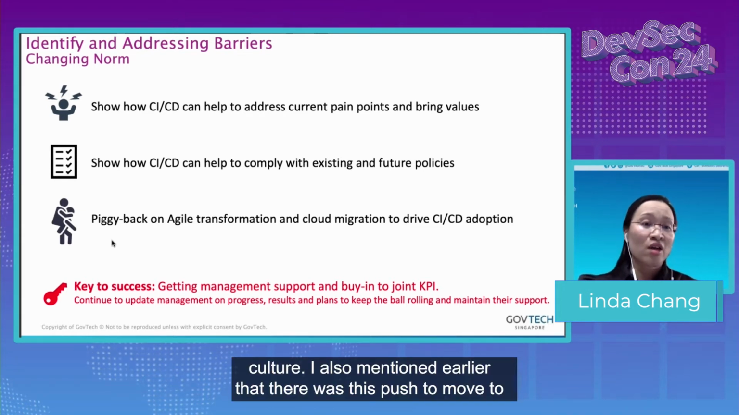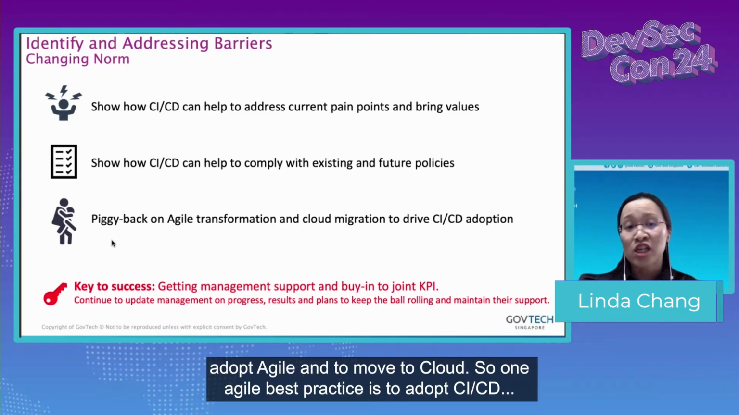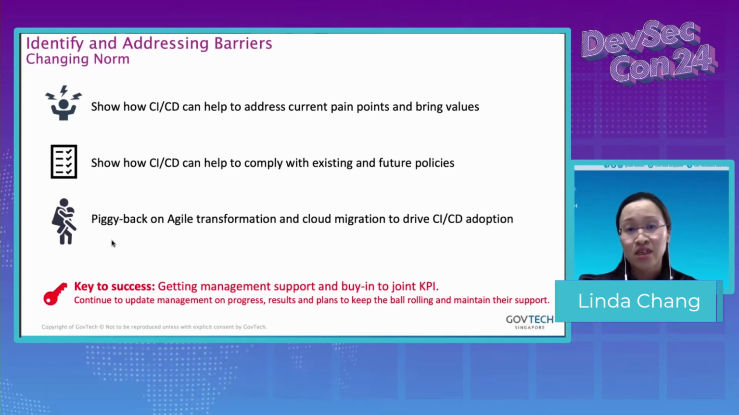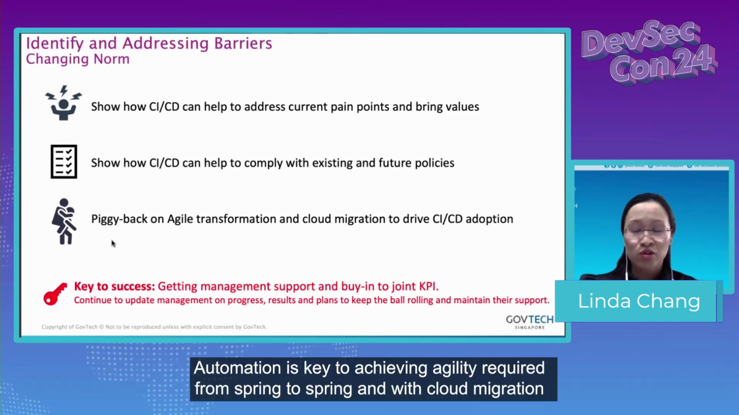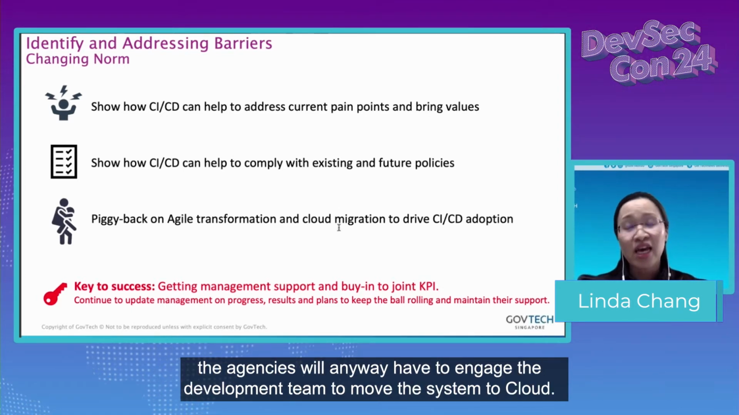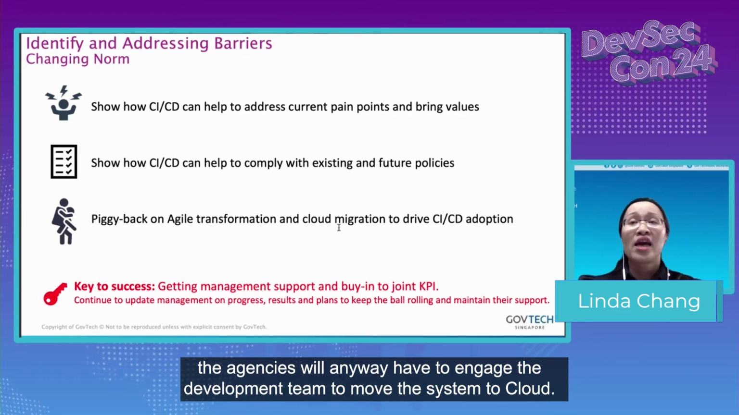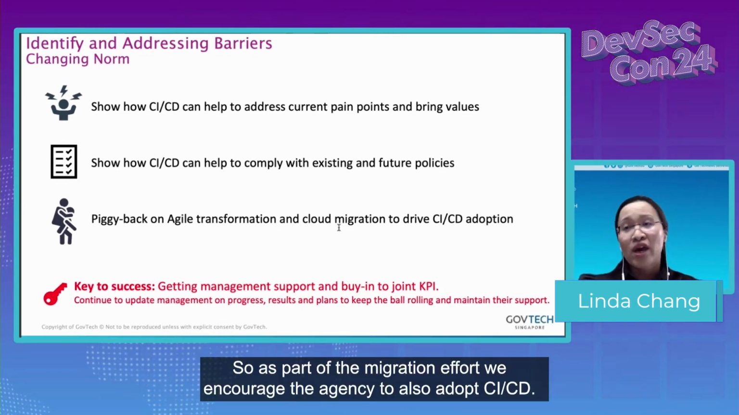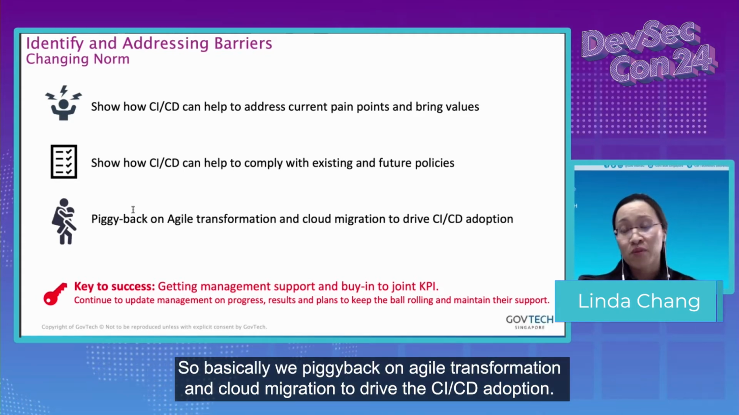I also mentioned earlier that there was this push to move to adopt Agile and to move to cloud. So one Agile best practice is to adopt CI/CD, as automation is key to the Agile. Automation is key to achieving the agility required from sprint to sprint. And with cloud migration, the agencies will anyway have to engage the development team to move the system to cloud. So as part of the migration effort, we encourage the agency to also adopt CI/CD. So basically, we piggyback on Agile transformation and cloud migration to drive the CI/CD adoption.